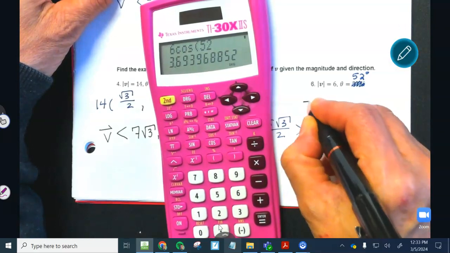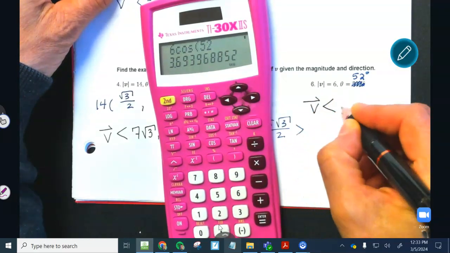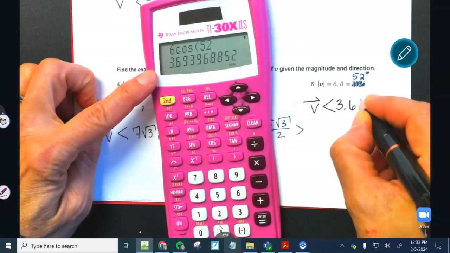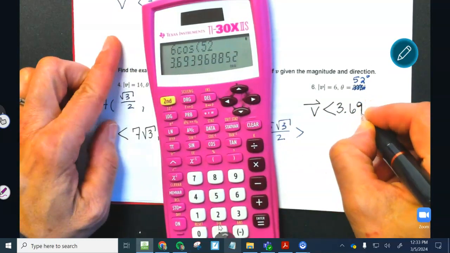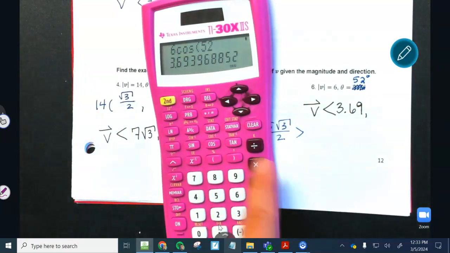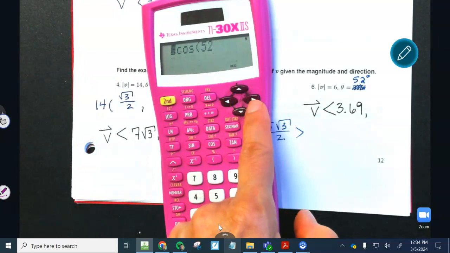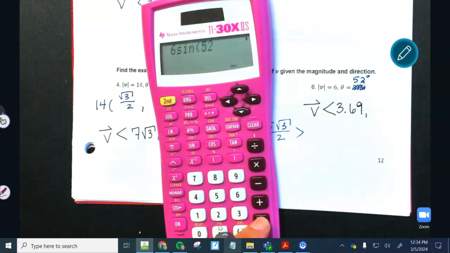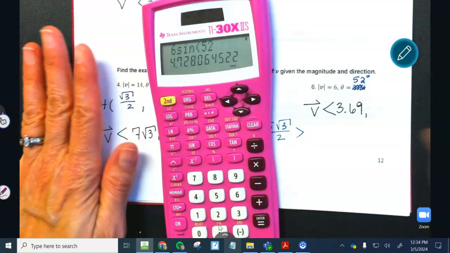So this vector has an a component of 3.69. And look, I'm going to show y'all how I cheat. If y'all already knew this, that's cool, but watch. I'm going to hit arrow up, and I'm going to put my cursor on cosine and replace it with sine, and hit enter. And then there's the sine value. So that's going to be 4.73.